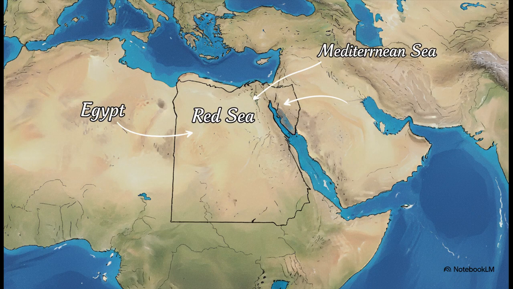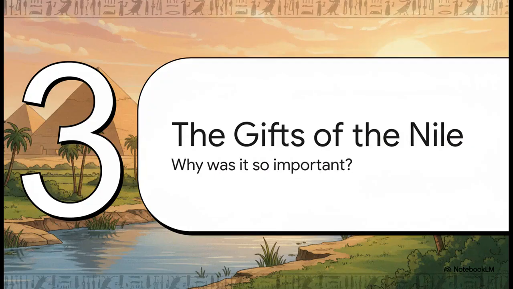Now that we know where Egypt is, let's dive into the one thing that made it so incredibly special. All right, now for the main event, the very heart of ancient Egypt. This whole section is about the incredible river that made everything else possible. So, question 5 is a big one. Which river is called the lifeline of Egypt? Pause the video and give it your best shot.